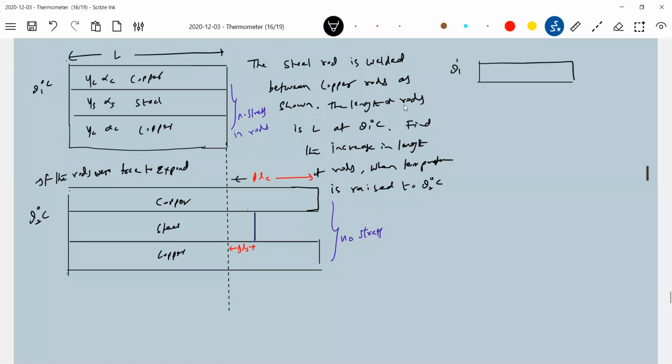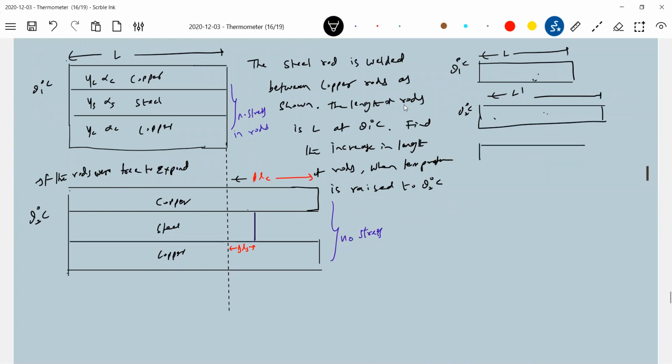Now there's a length of the rod at theta 1 degree Celsius. I'll raise the temperature. Let the length be L. Now it has become L dash. No thermal stress will be there. But at theta 2 degrees Celsius, if you don't permit it to expand, tell me what will happen. If you don't permit it to expand, or if you permit it a little bit, but you don't permit it fully. Now, what should be the length of the rod?